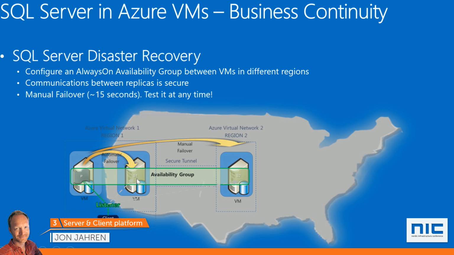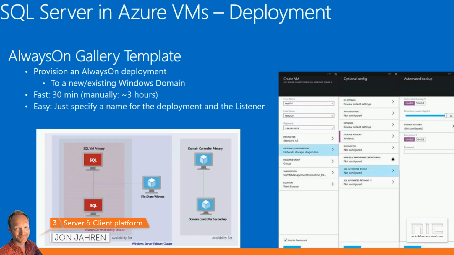So in order to achieve 99.99% availability, you should have an availability group that spans 2 Azure data centers, and typically you will have a failover between these in just a few seconds. Now, as I mentioned, if you want to set this up by yourself, it's pretty complicated. It will typically take 3 hours or so. But using the AlwaysOn Gallery template, SQL Server can provision one automatically for you.